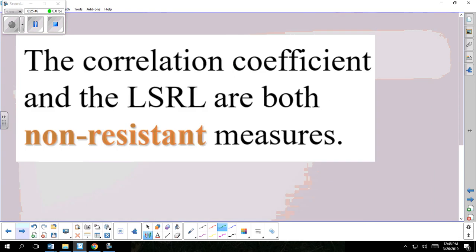Last slide. The correlation coefficient and the least squares regression line are both non-resistant.